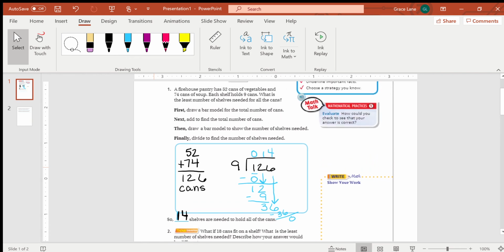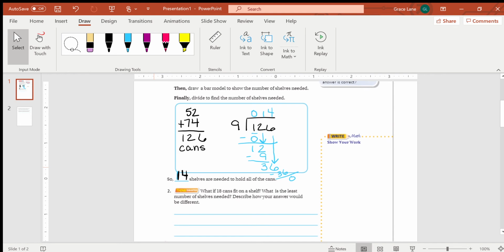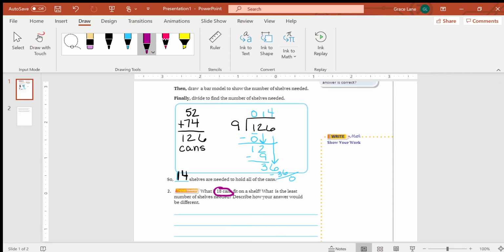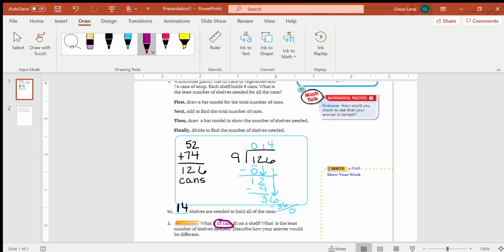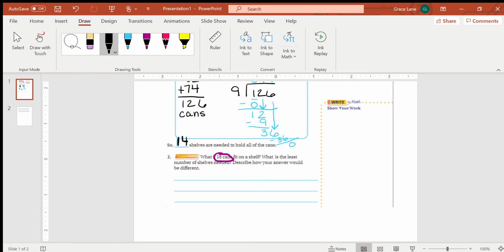But there is another trick to think about this. If 18 cans can fit on a shelf, in the last question it said 9 cans. 9 is half of 18. So imagine this. I'm going to draw up my shelves over here.